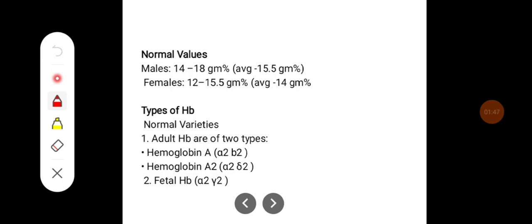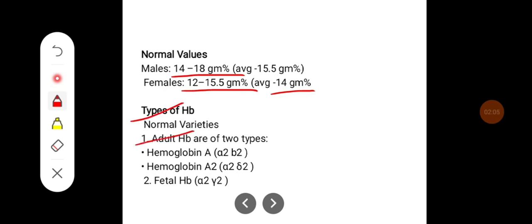Normal values: males have 14 to 18 grams per cent of hemoglobin content in their blood, whereas females have a little less, the average being around 14 grams per cent. There can be different types of hemoglobin.